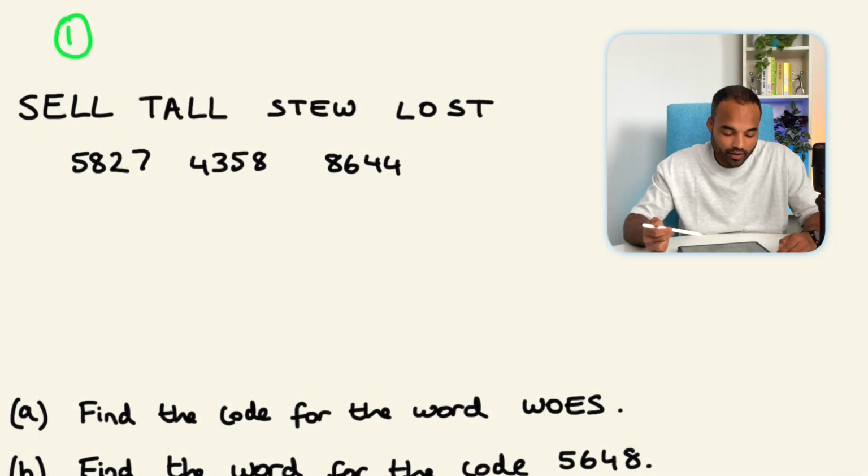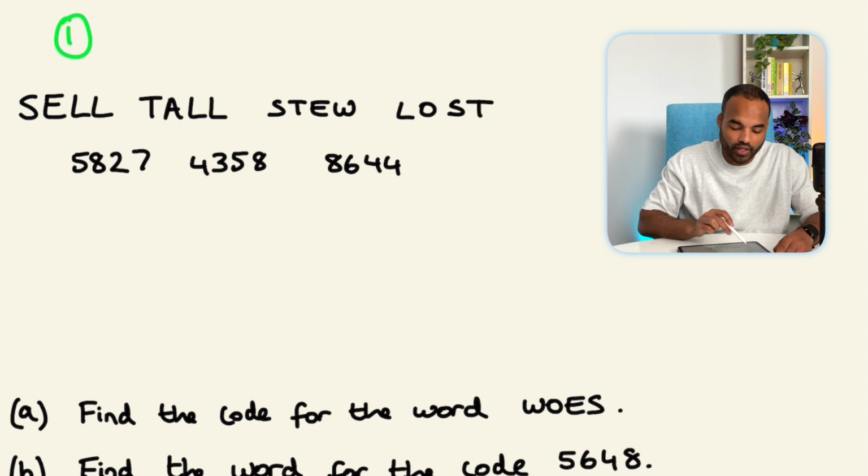The 4 words that we have are sell, tall, stew, lost. The 3 number codes are 5827, 4358, 8644. Remember, try and see if you can find the same letters in a word.